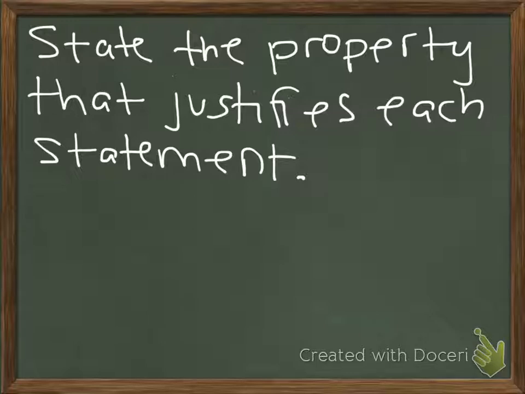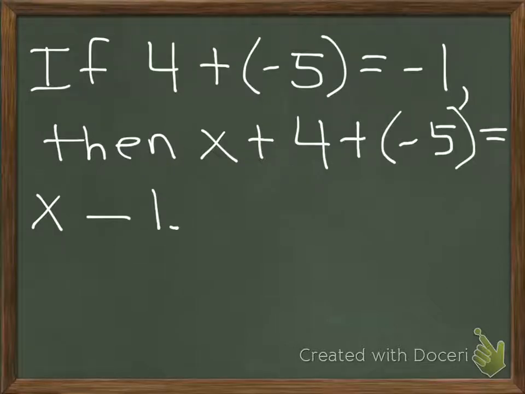So the first problem we're going to do says to state the property that justifies each statement. We're going to look at the statement first, and see the difference basically between what they're doing in the if part of the statement and what they're doing in the then part to get the answer. So we're going to put what property this is supposed to show. If we look at the if part, it says if 4 plus negative 5 equals negative 1, then x plus 4 plus negative 5 equals x minus 1.